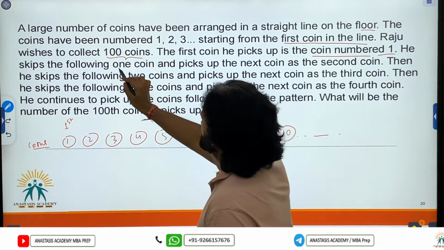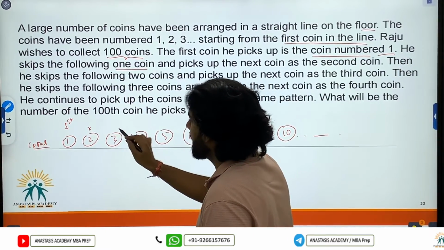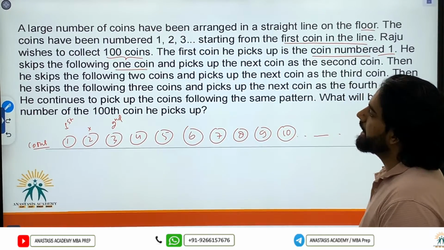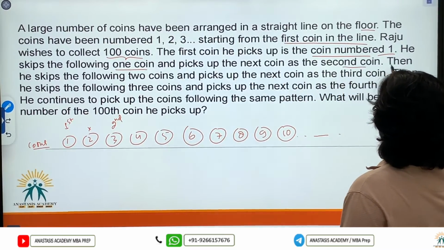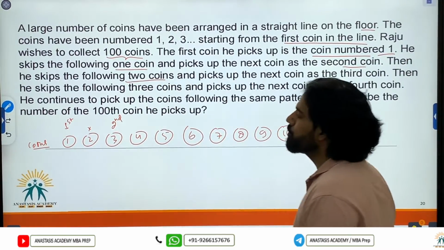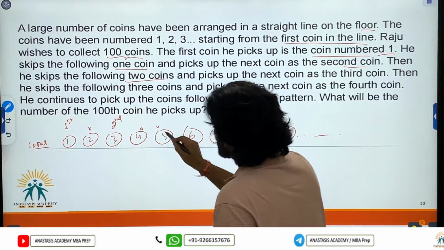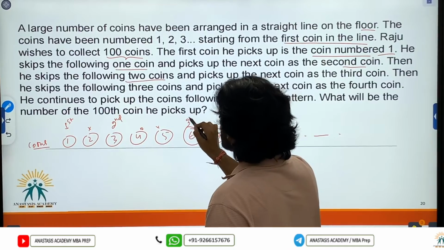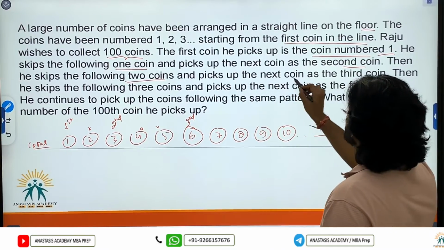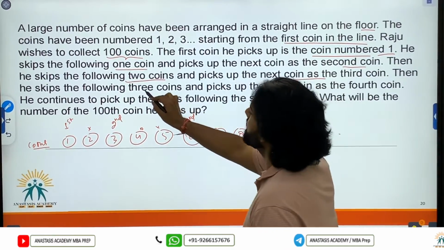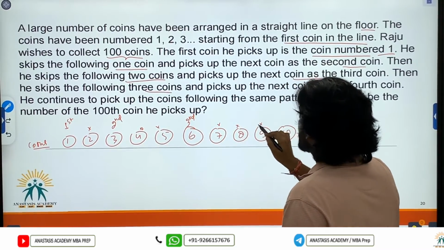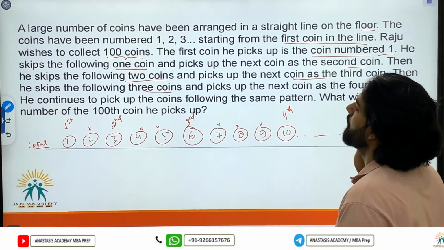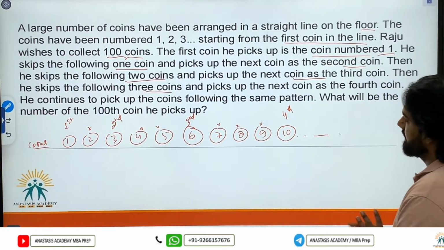Now he skips 1 coin. He skips this and picks up the next. So this is the second coin picked up by Raju. Then he skips the following 2 coins. Now he is skipping these 2 and picking up the coin number 6. So this is the third coin he picked. Then he skips the 3 coins: 1, 2, 3. Then he picks up this number 10 as his fourth coin. And so on, this series continues as such.